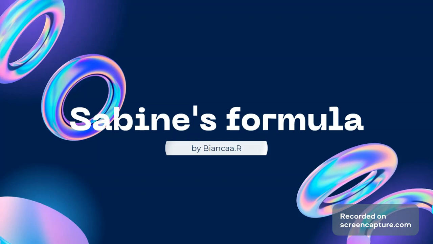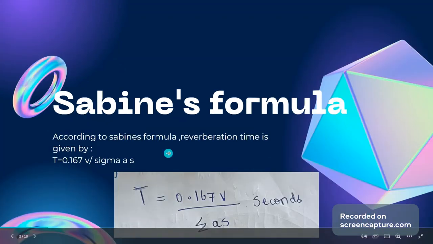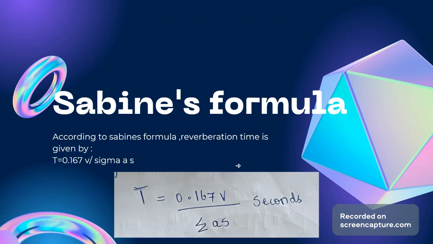Sabine's formula is an important formula in acoustics which gives information regarding the reverberation time. According to Sabine's formula, reverberation time is given by 0.196 V divided by sigma aS, where V stands for the volume of the hall or room in meter cube, a is the absorption coefficient of the surface area of different materials present in the wall, and S is the surface area.